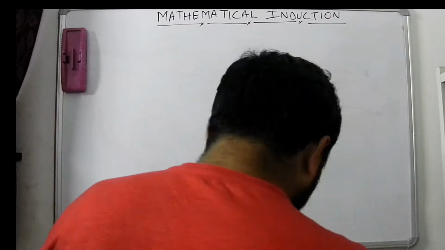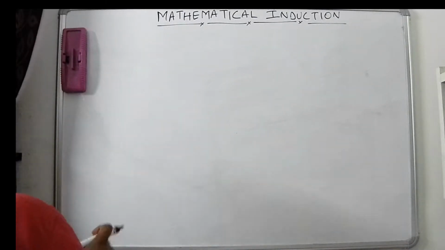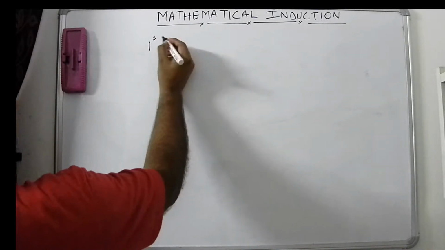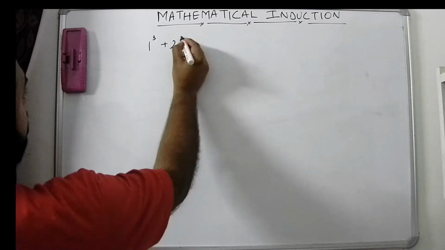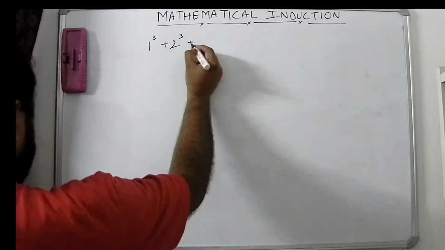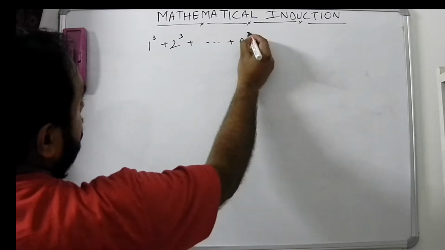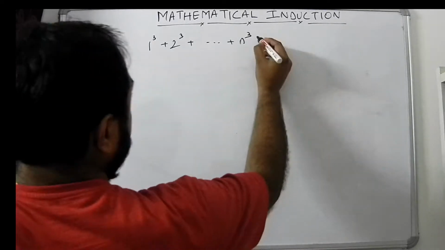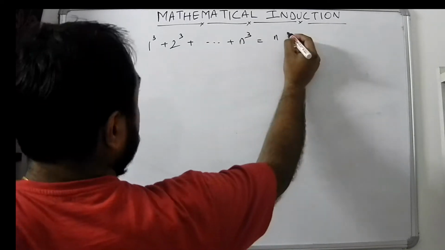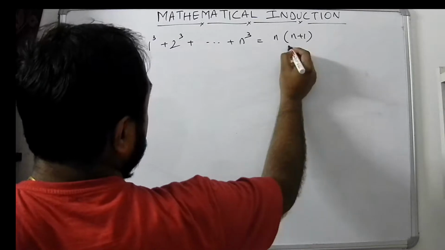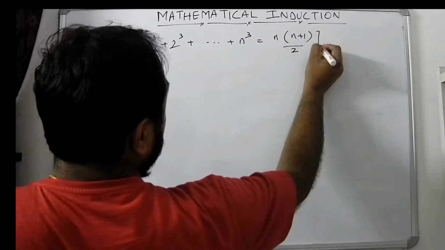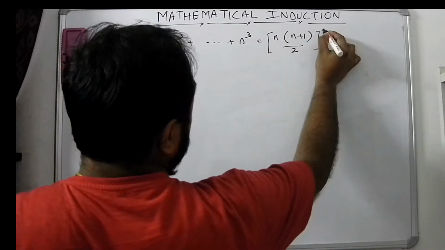Again, let's take a straightforward question that says 1 cube plus 2 cube plus up to n cube needs to be proved equal to (n plus 1 by 2) whole square. So this is something that I need to prove.